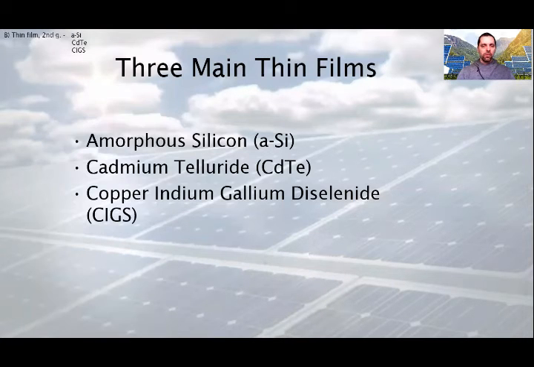As I mentioned before, the manufacturing process of thin film solar panels is relatively easier and involves depositing one or multiple films of photovoltaic materials onto a substrate. The technology depends on the type of material used to dope the substrate. In light of this, there are three thin film technologies: amorphous silicon, cadmium telluride, and copper indium gallium diselenide.